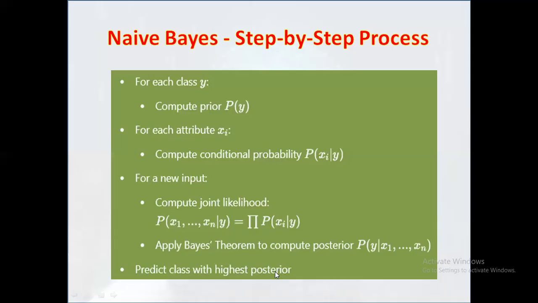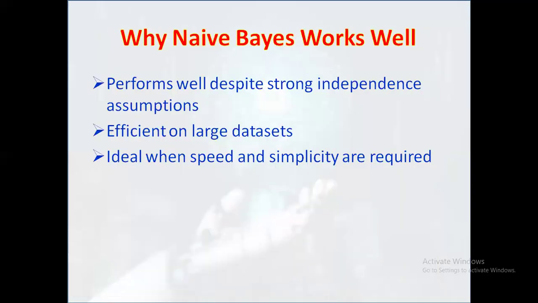Next, why naive Bayes works well. This is a very important point. Despite the unrealistic assumption of feature independence, naive Bayes often performs surprisingly well because it effectively captures patterns that dominate the classification task, especially in domains where feature correlation does not drastically affect decisions. And naive Bayes is computationally efficient because its training phase consists of simple count and probability calculations, making it suitable for large datasets and real-time applications.